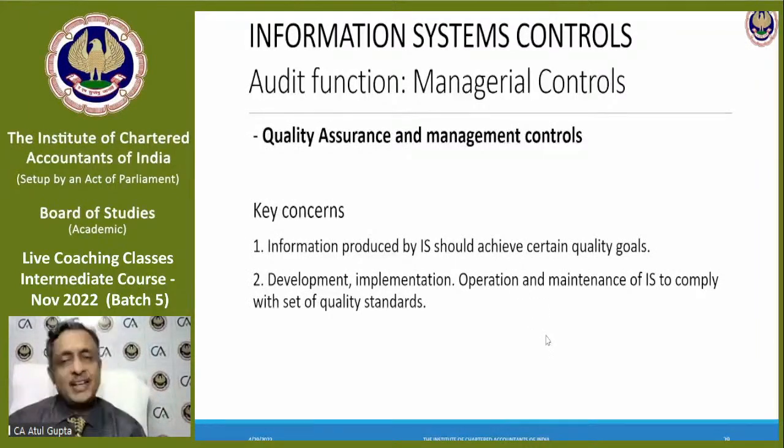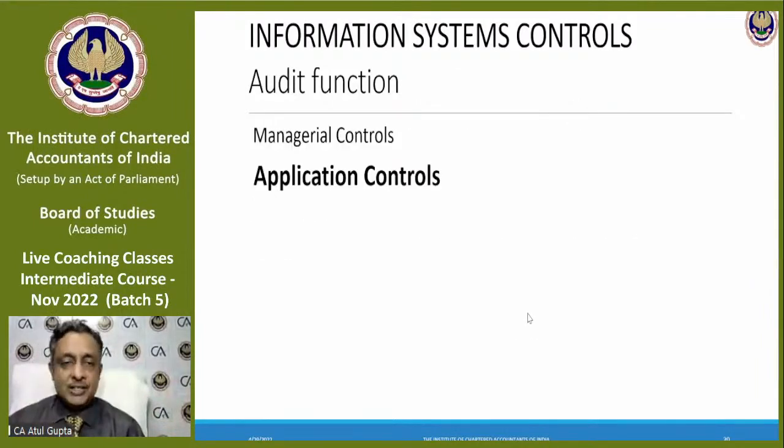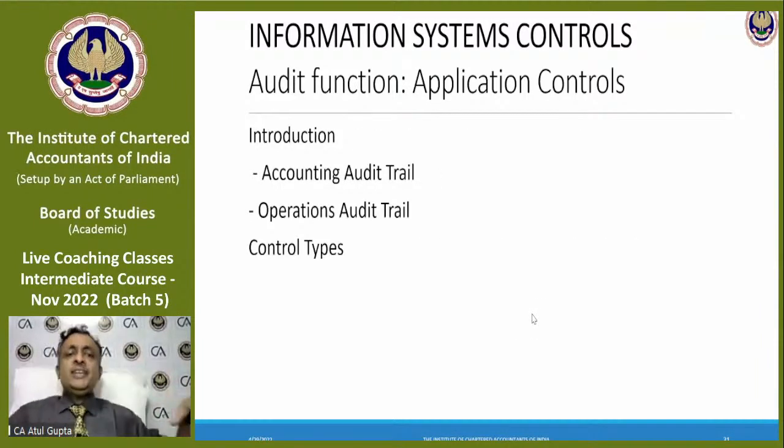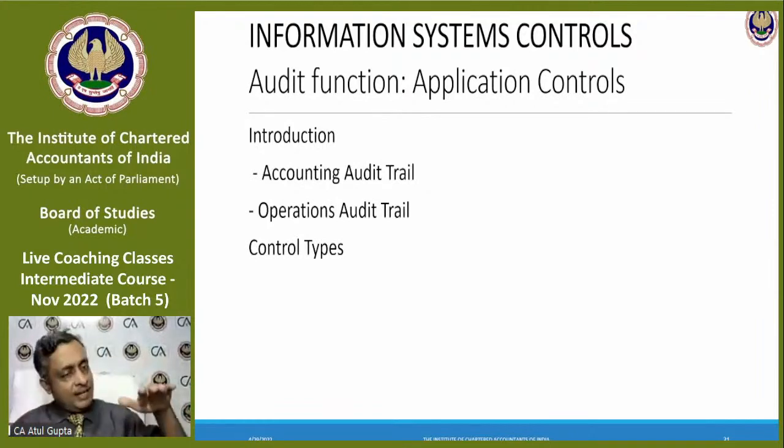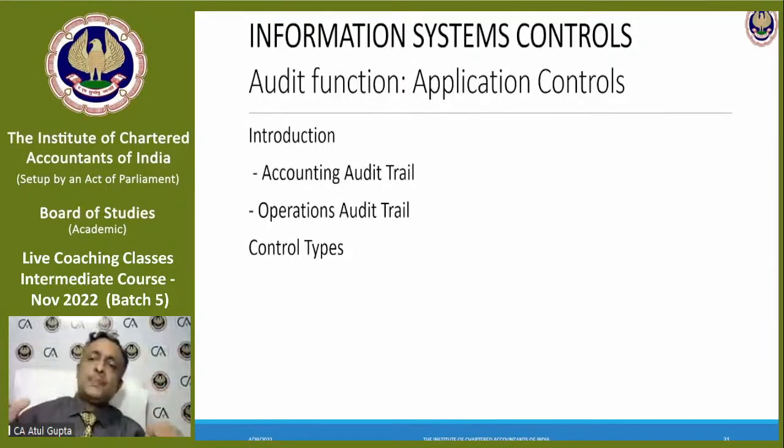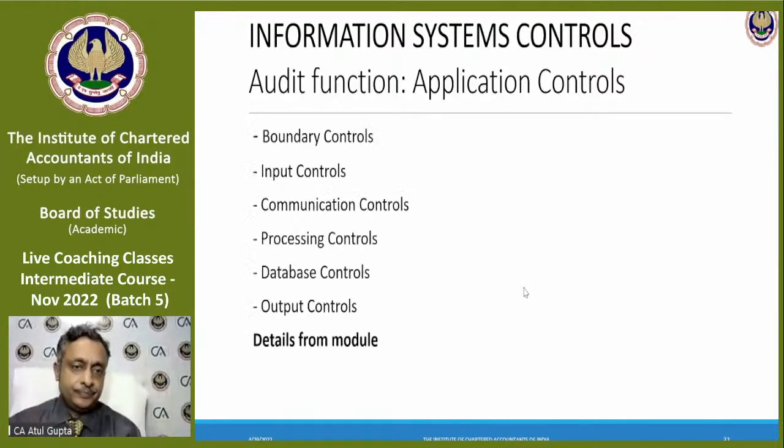Then quality assurance and management, what we desired, that has been achieved. Coming to application control. Now see, within the application control, there are two basic parameters, slabs have been created. Controls at the accounting audit trail level and operations audit trail level, and the types of controls. So let us take one by one. You have boundary control, input control, communication control, processing control, database control, output control. We'll take the details from the module. So now let us go to the module.